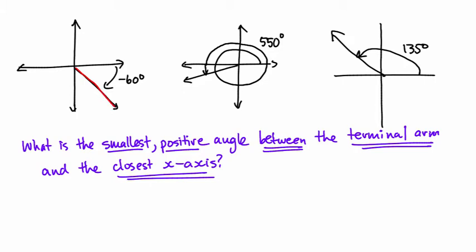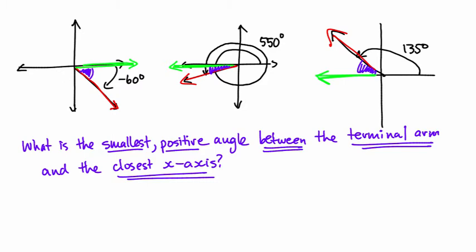Here's the terminal arms, and there they are. And let's see if we can figure out the closest x-axis. That would be this one, this one, this one. And now I want the smallest positive angle that's in between. So there's the smallest angle that's in between. Here's the smallest angle in between. And here's the smallest angle in between. And let's see if we can calculate how big that smallest positive angle is.